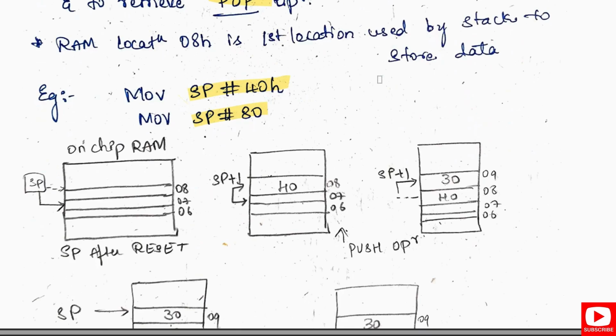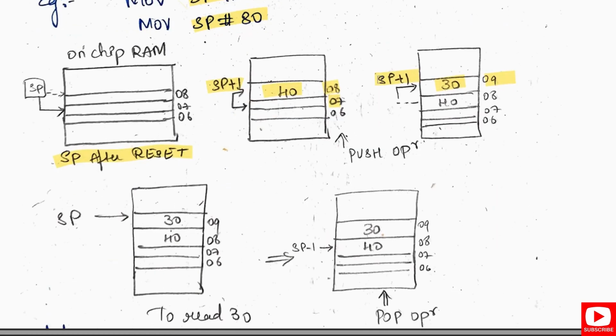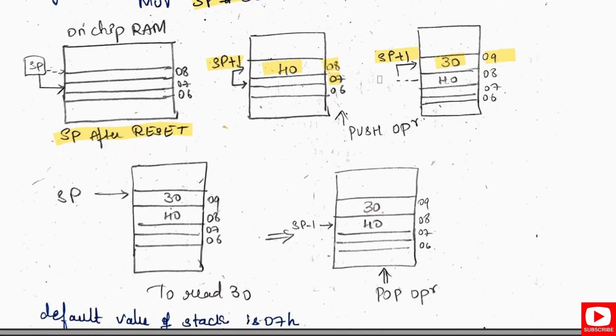So what happens here is, SP after reset will be pointing to 07. When SP is incremented by 1, it moves from 7 to 8, and 40 is stored at 08. Then SP plus 1, and we move 30 to 09 through the push operation. Finally 30 will be in 09 and 40 will be in 08. When we use a pop operation, it becomes SP minus 1, and from 30 it points to 40. So this is how it happens.